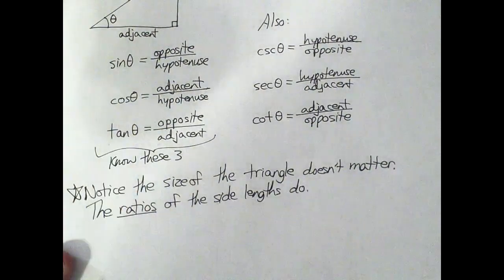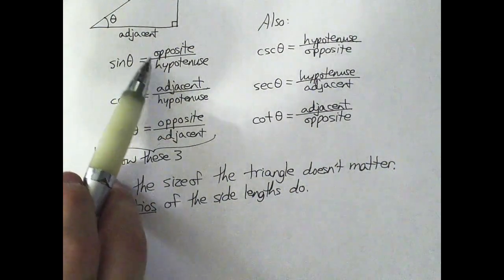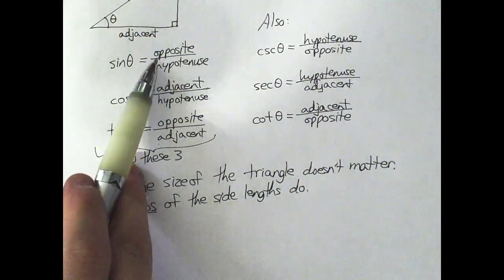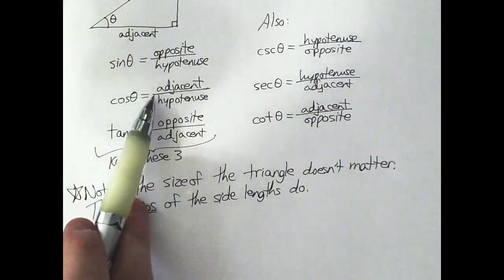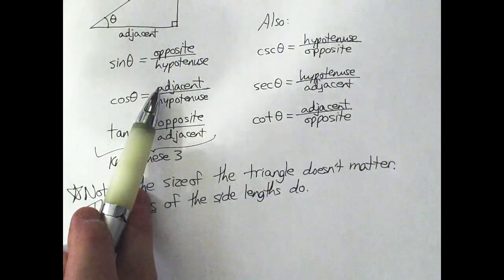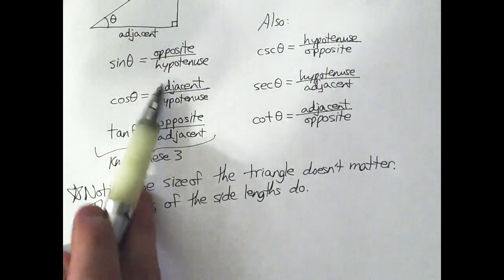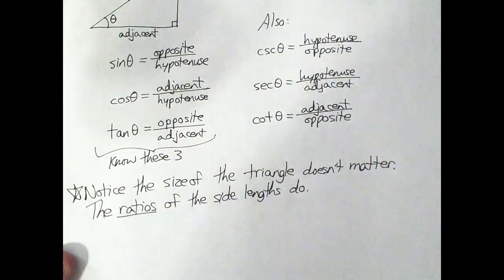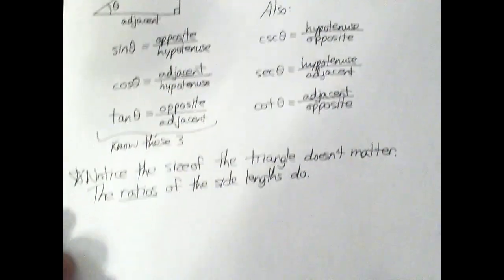How does the opposite side length compare with the hypotenuse? What's the ratio of them? You make them as a fraction. How does the adjacent side length compare to the hypotenuse? Is one of them very big relative to the other? So we're talking about just ratios. I'll show you a picture here.